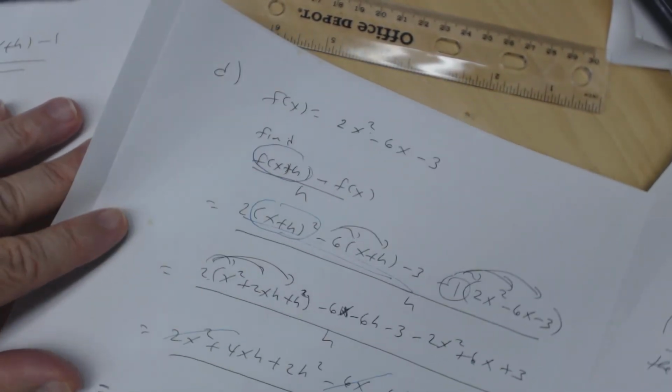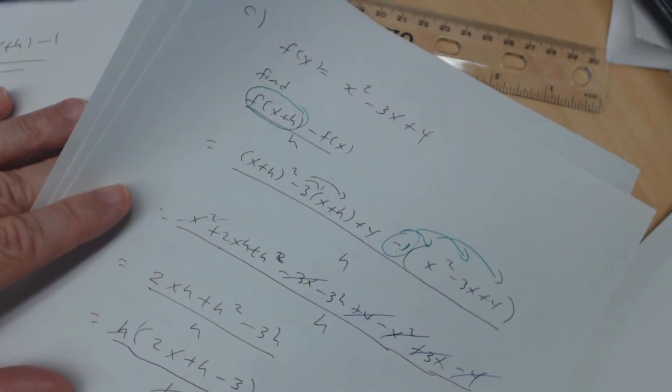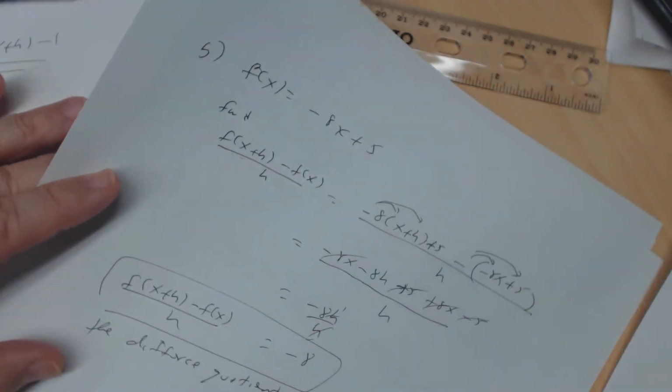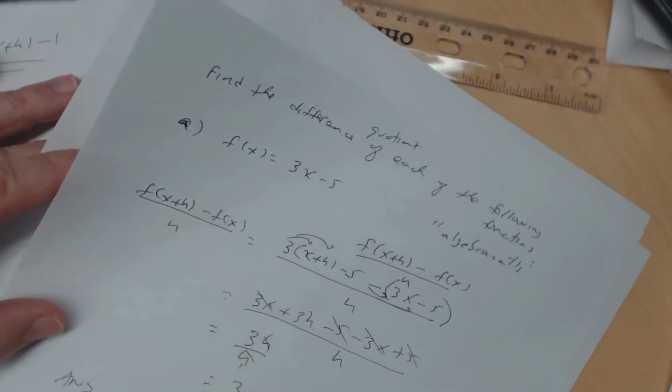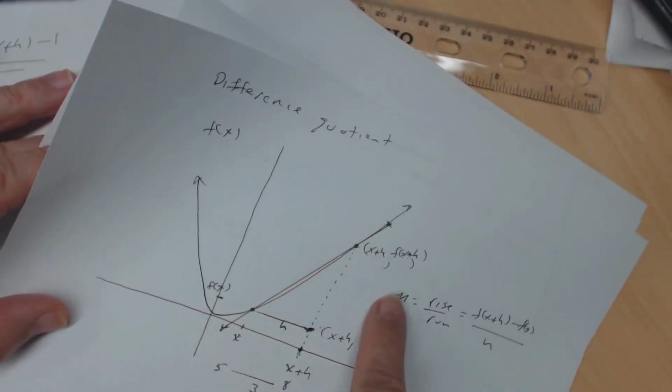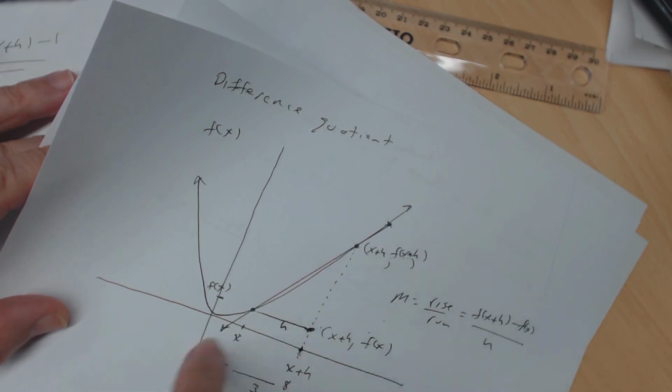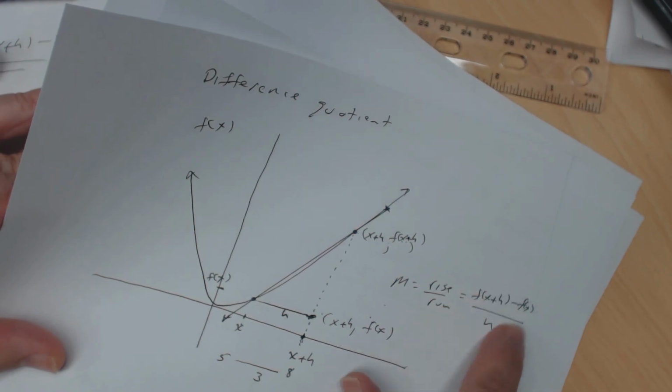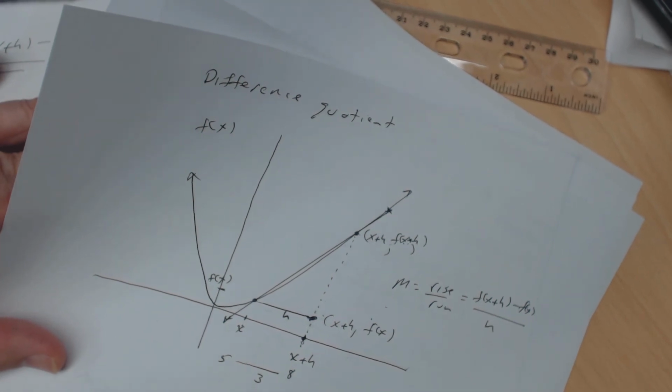All right, so there's the lesson on finding the difference quotient of a function. Remember, the difference quotient measures the slope of a secant line. And remember, the slope is rise over run, so that's how it came about. Here's your difference quotient, f of x plus h minus f of x over h. All right, so that's the end of this lesson.